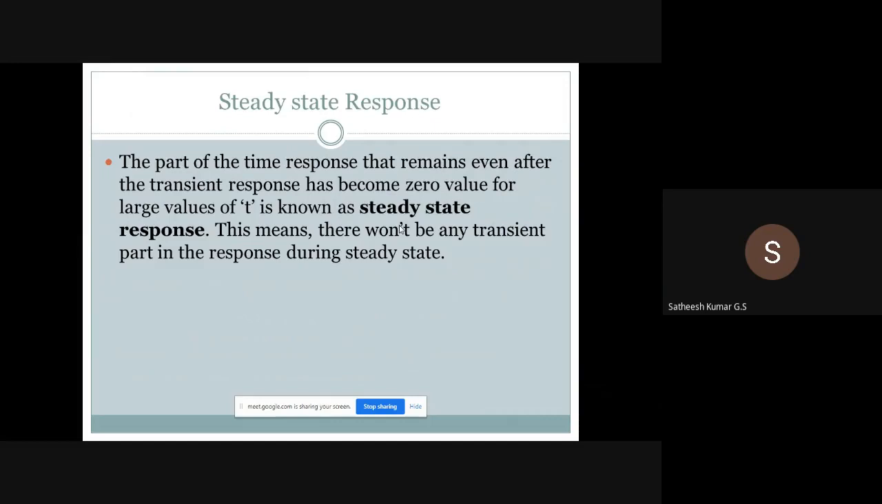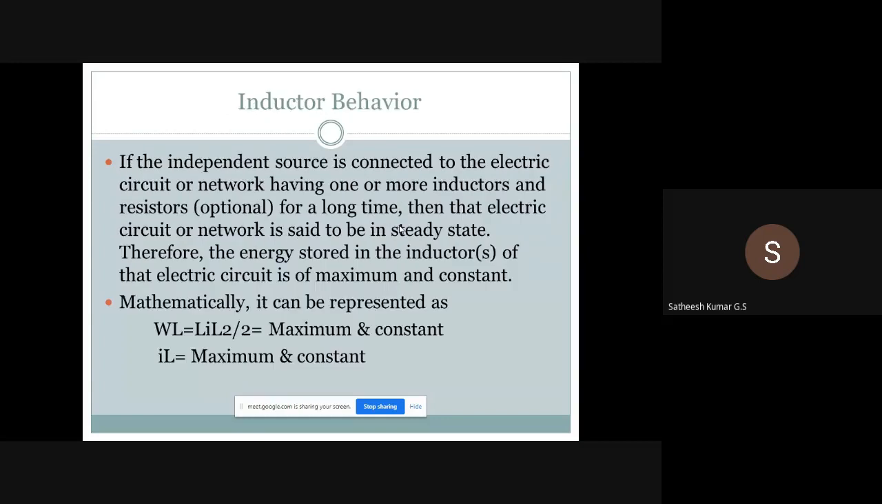This means there won't be any transient part in the response during steady state. So during a steady state condition, there will not be any transient part, that means varying part. Okay. So how will the inductor behave in a normal condition?